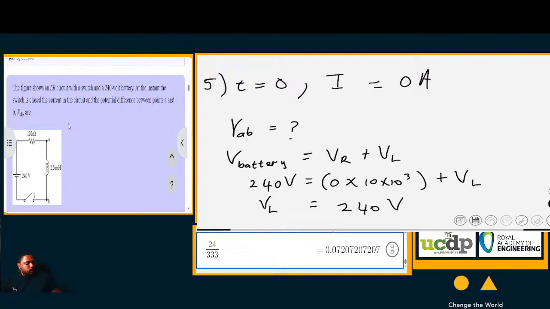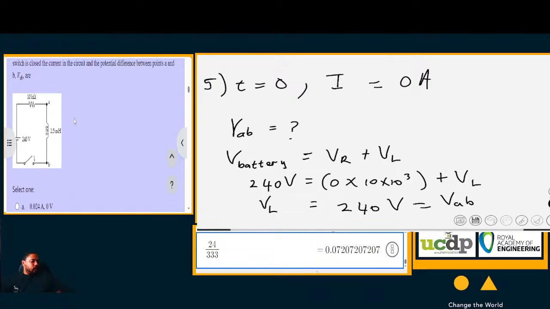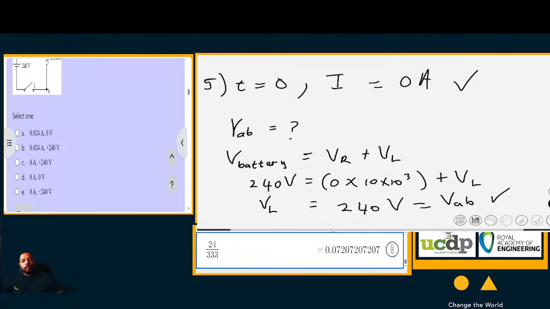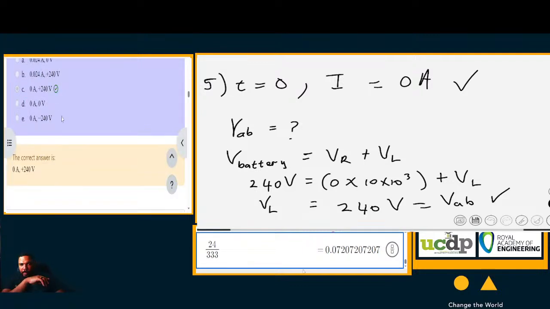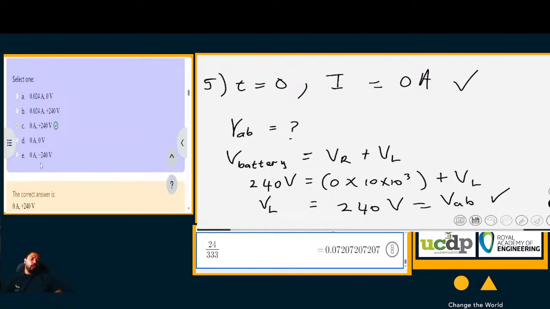Okay? But the voltage across the inductor is also the voltage difference between points A and B. So the current is 0 amperes and the voltage is 240. So the current is 0 amperes, so it can only be one of these three, and the voltage is positive 240. So let's check. And yes, the current is 0 amperes and the voltage is 240.